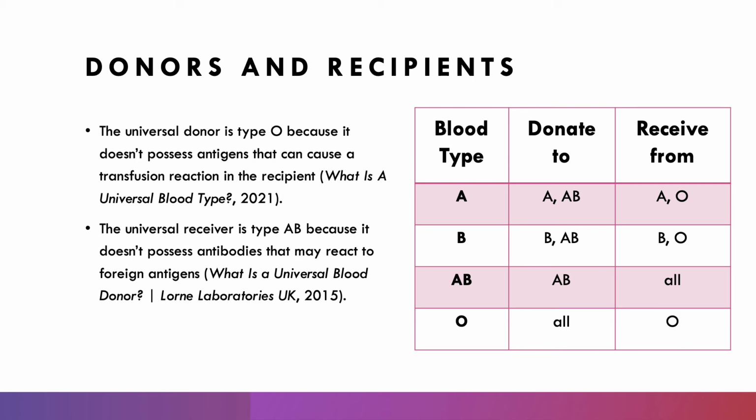Donors and recipients. The universal donor is type O because it doesn't possess antigens that can cause a transfusion reaction in the recipient. The universal receiver is type AB because it doesn't possess antibodies that may react to foreign antigens.